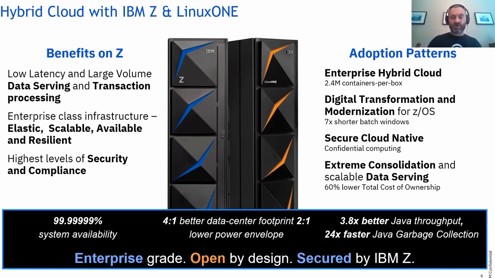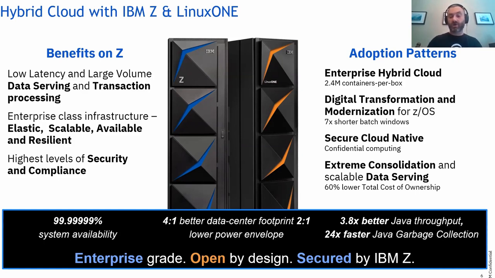The four that I like to talk about are enterprise hybrid cloud. And so this is all about leveraging the system as almost like a cloud in a box, right? The availability of the infrastructure, the scalability, the agility of the infrastructure to meet the needs of the business from an infrastructure perspective on demand is really what plays up there.